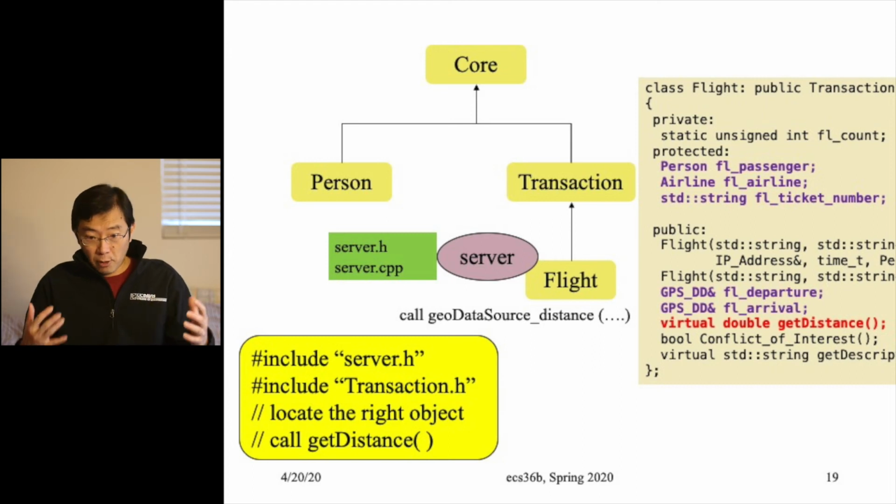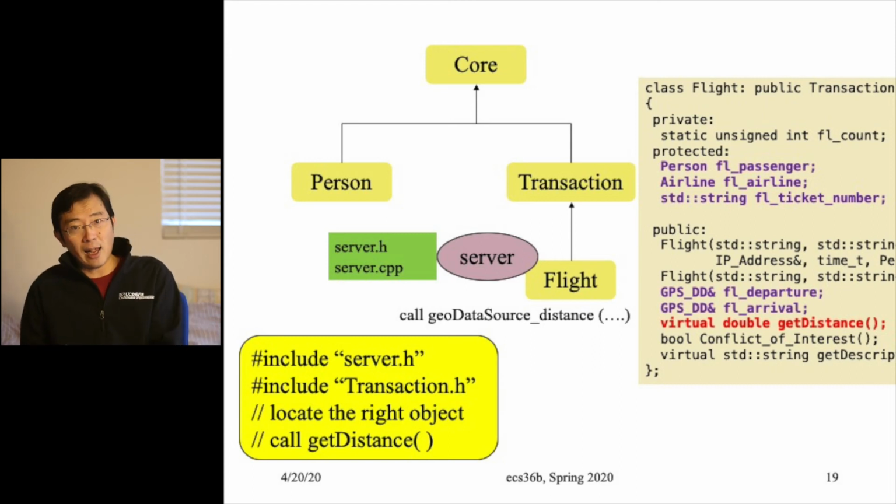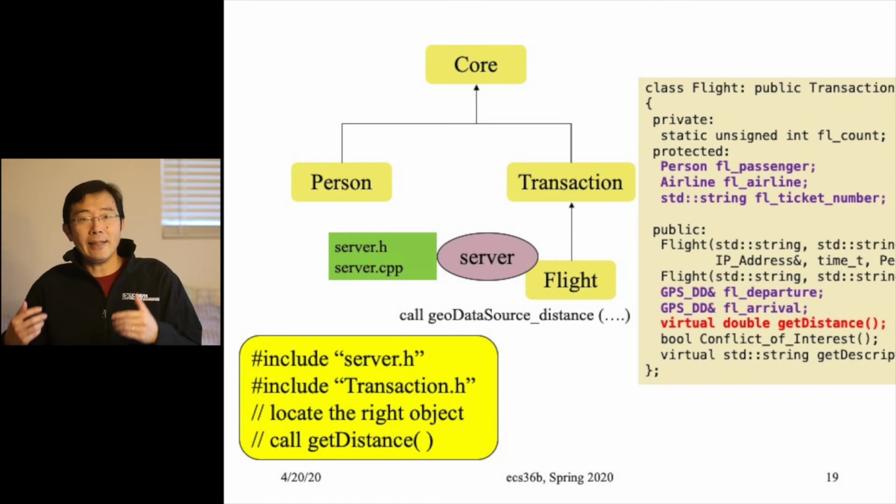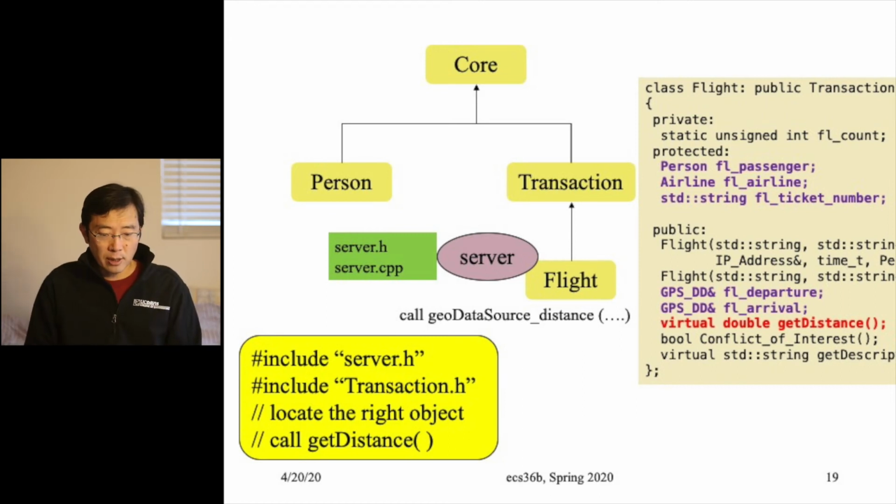And so now remember, I'm on the server side. So somebody remote tries to call me, and then I will actually call the function. And so with the core, person, transaction, and flight, I already can implement the getDistance function.